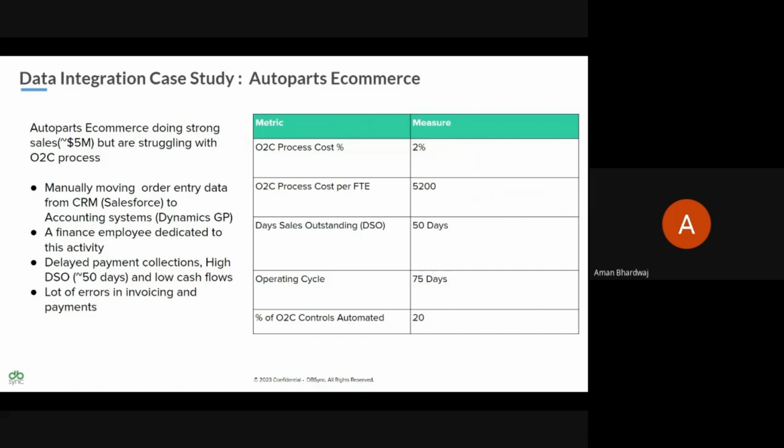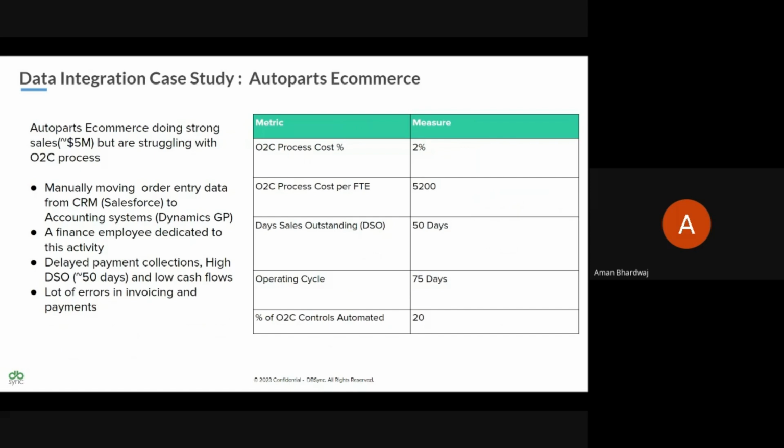Other than that, due to this manual data movement, the team also saw delayed payment collections and a higher days sales outstanding. It was pretty high from an industry side. If you look at 50 days, it was on the higher side. And they were also struggling with lower cash flows, because when invoices were sent out to customers, they were not being paid on time. So it was a lower cash in.